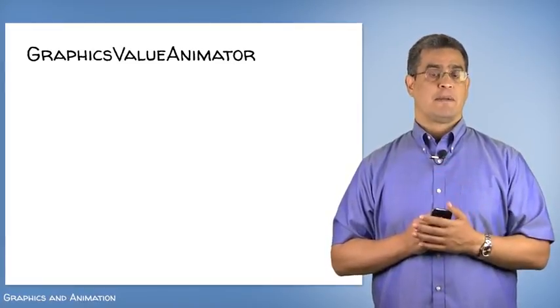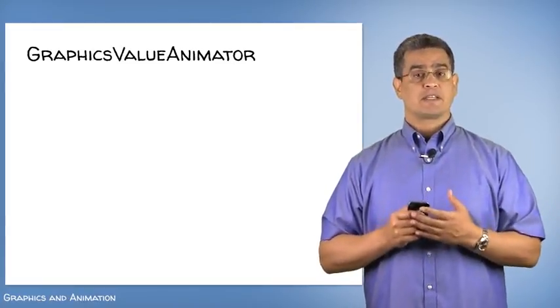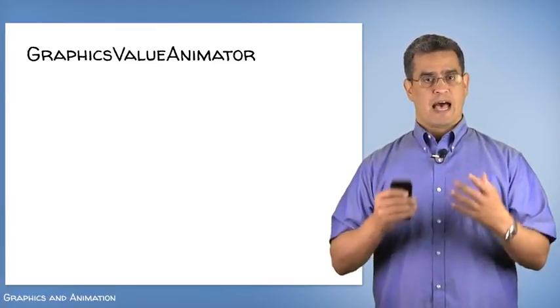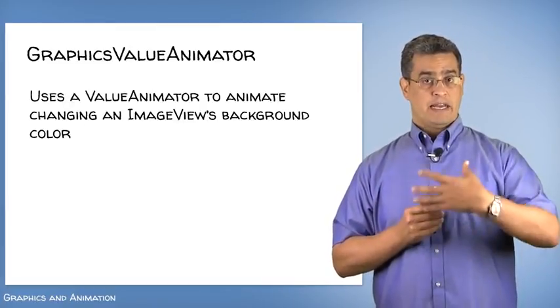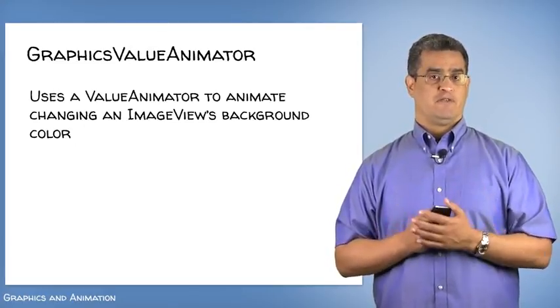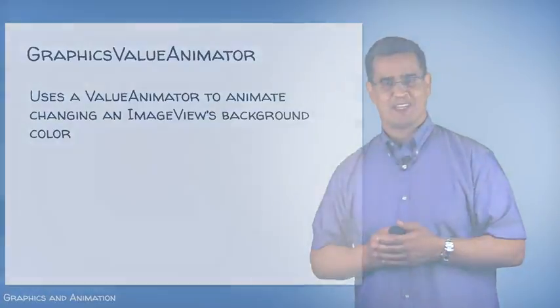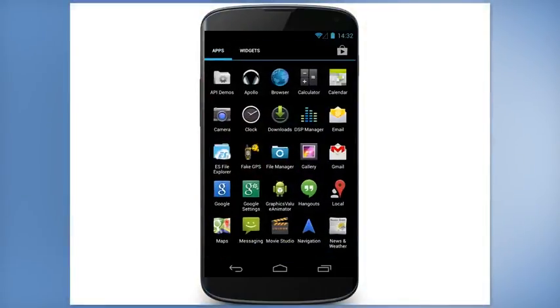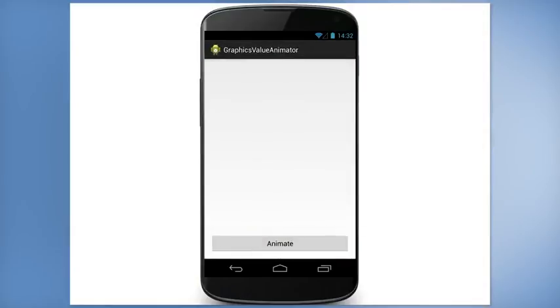The first of these applications is called Graphics Value Animator. This application uses a value animator to animate a change in the background color of an image view. Let's watch this application. I'll now start up the Graphics Value Animator application. And as you can see, it presents a single button labeled Animate.